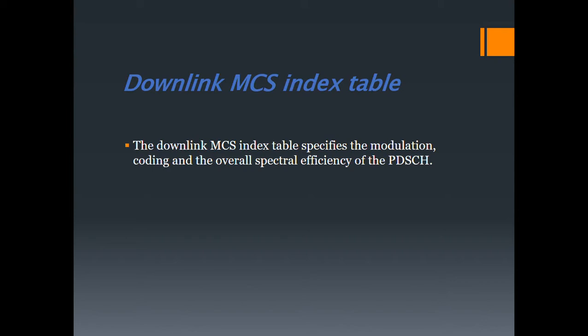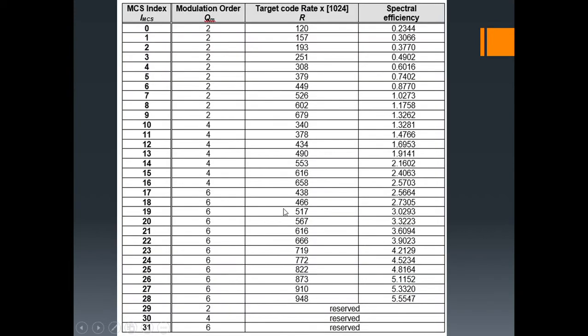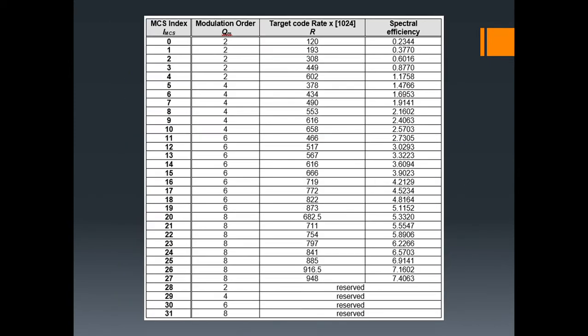So MCS index table specifies the modulation, coding and overall spectral efficiency of the PDSCH, physical downlink shared channel. So you have got 32 modulation coding schemes wherein we achieve some spectral efficiency up to 5.55 starting from 0.23 based on different target coding rates and modulation orders. It can go up to 7.4 based on the MCS coding indices that you can achieve.